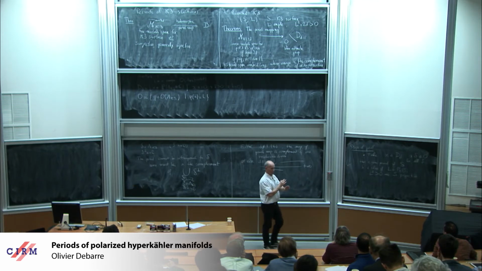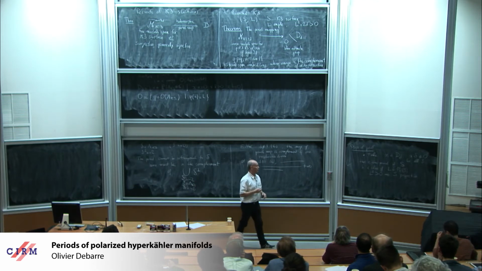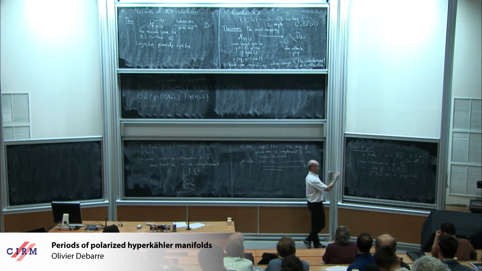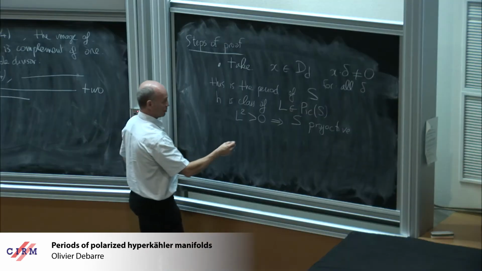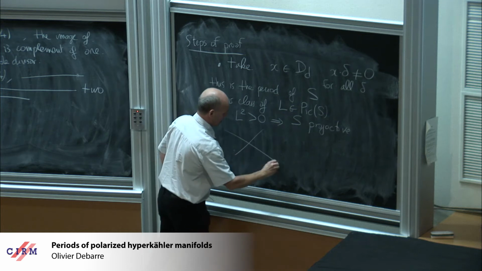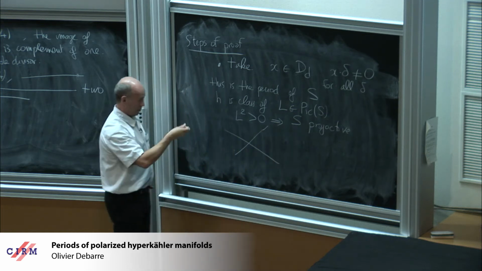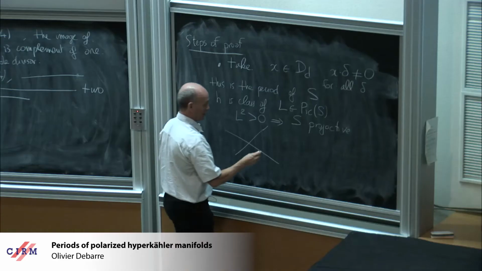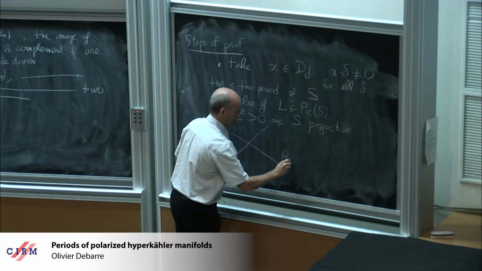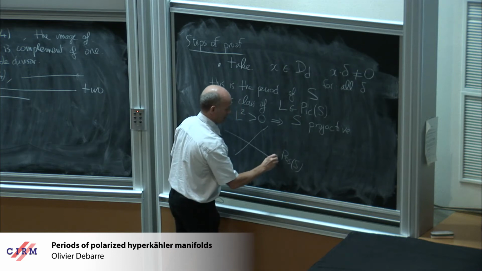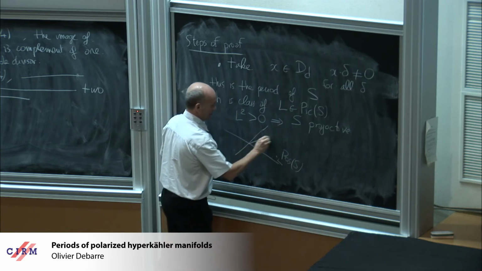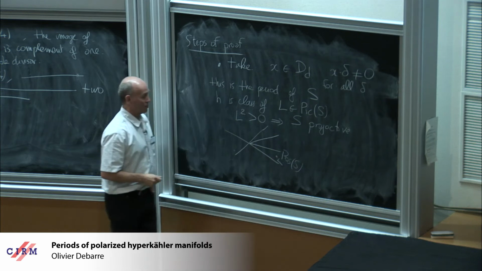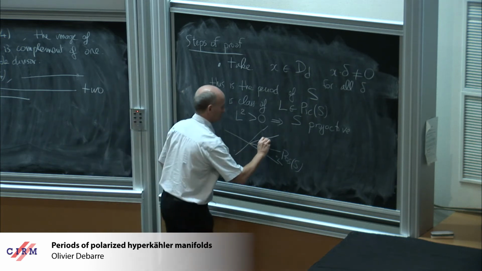The set of classes of positive square has two connected components. And by changing L into minus L, you can assume that it's in the connected component of the set of classes with positive square which contains the ample classes. So that's usually called the positive cone. So L is somewhere in here. Inside the positive cone, there is the ample cone.